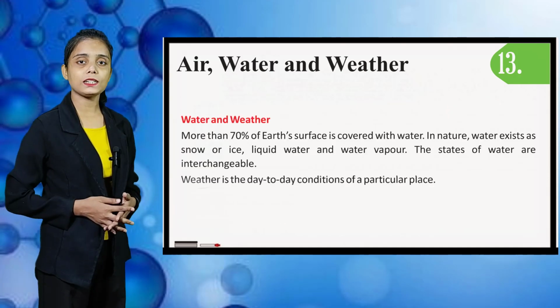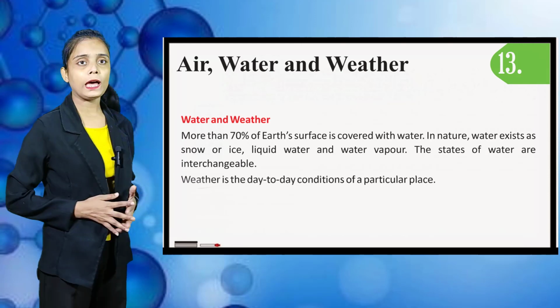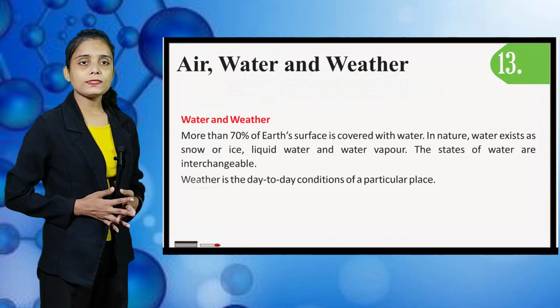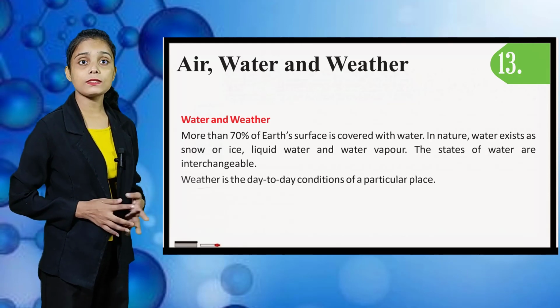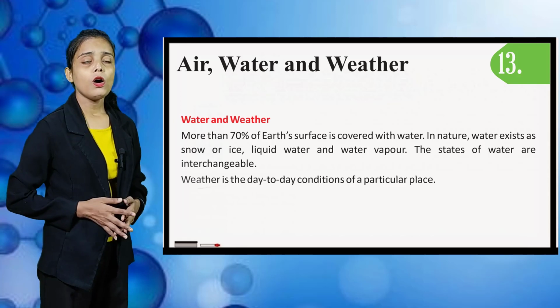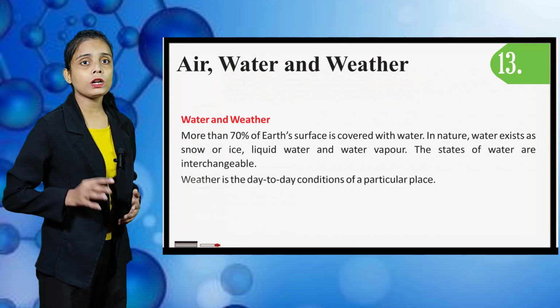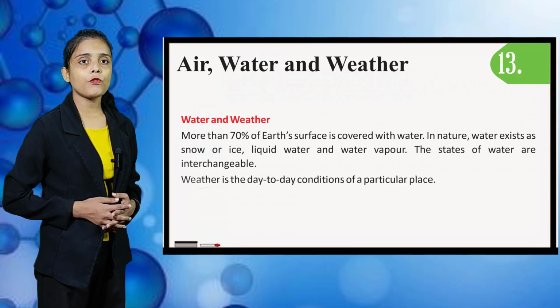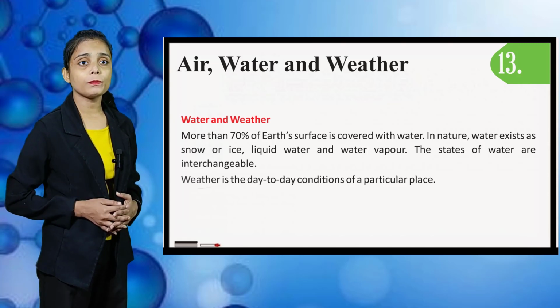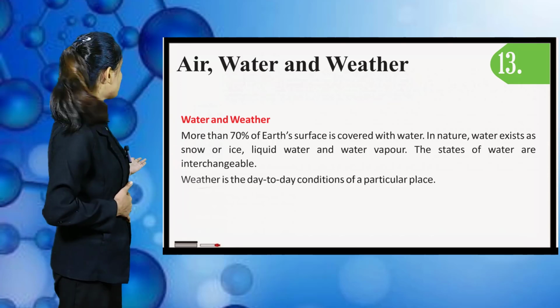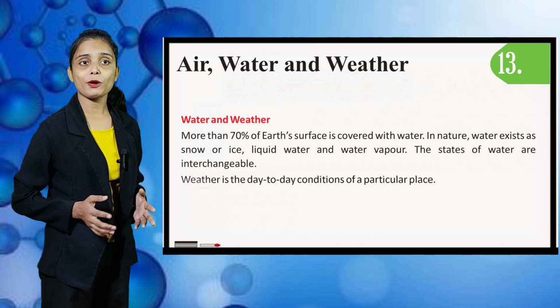So now let's see the another topic, that is water and weather. More than 70% of Earth's surface is covered with water. In nature, water exists as snow or ice, liquid water and water vapor. The states of water are interchangeable. Weather is the day-to-day condition of a particular place. So here you can see the picture and you can get the idea about the weather.